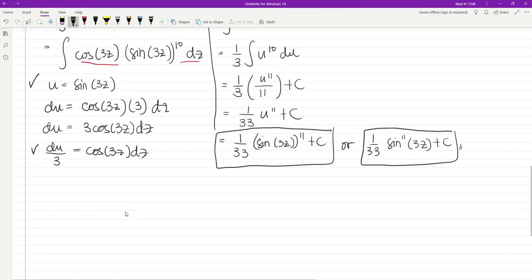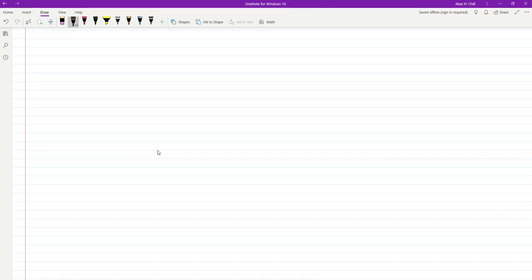Okay, let's go now to problem 9. Problem number 9: we have the integral of secant squared of 4t, multiplied by the quantity 3 minus tangent of 4t, cubed, dt. So it's pretty much the same as the problems that we have encountered.